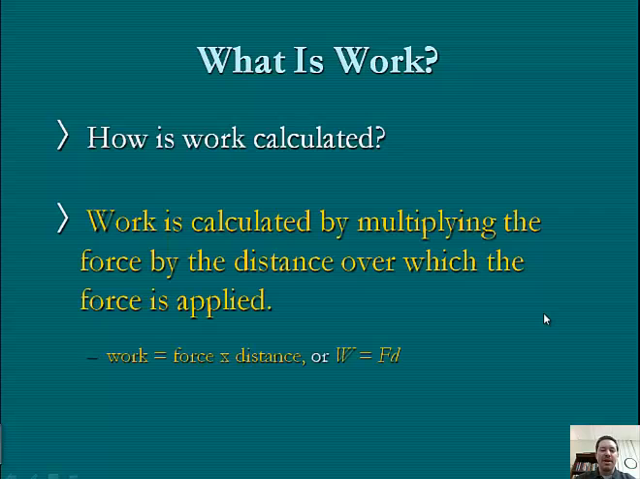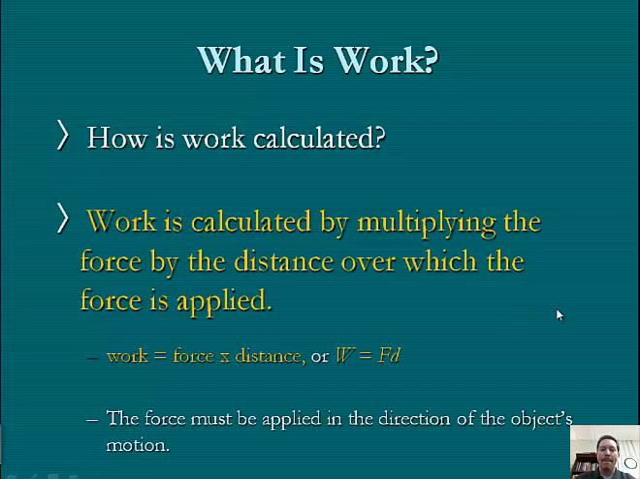And we do have a mathematical formula that's attached to this. So work equals force times distance, or capital W equals F times D, where work is measured in joules, force is measured in newtons, and distance is measured in meters. And we'll look at a problem here in just a little bit.